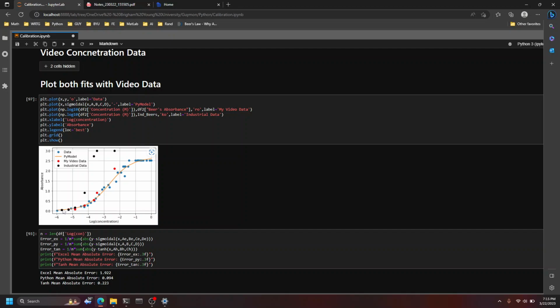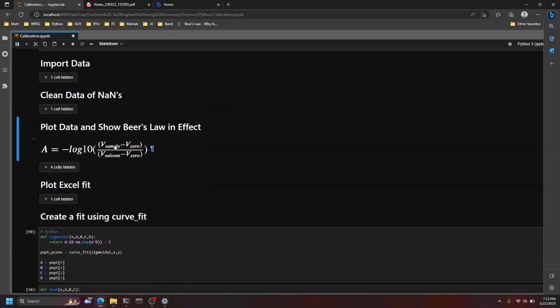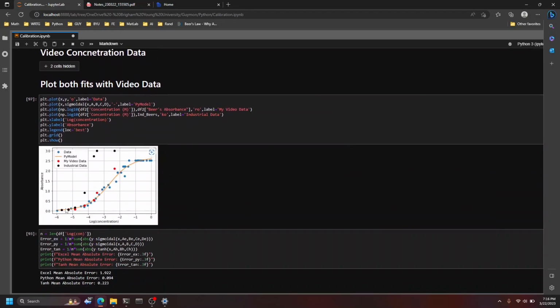As you can see here, the industrial spectrometer appears to increase in absorbance a lot faster than my spectrometer. This is more than likely due to the range in which the industrial spectrometer is able to pick up. My belief, using this equation up above with the log base 10, is that their V solvent and V0 are actually closer together than the voltage that my spectrometer is reading, hence why there is a steeper curve to their data.